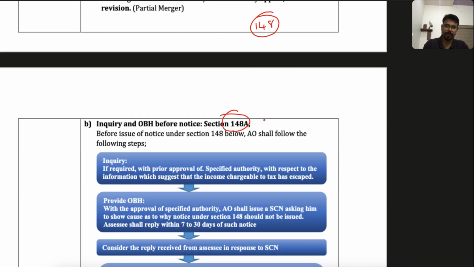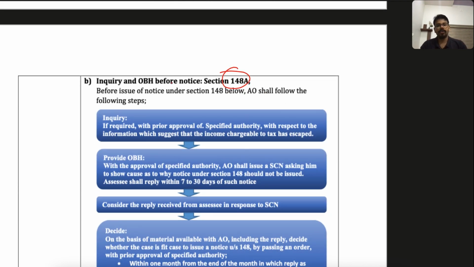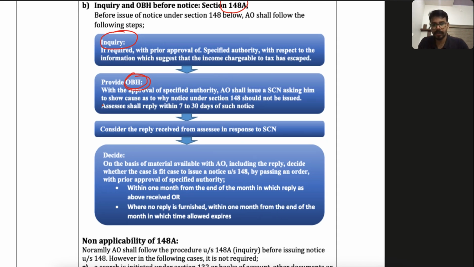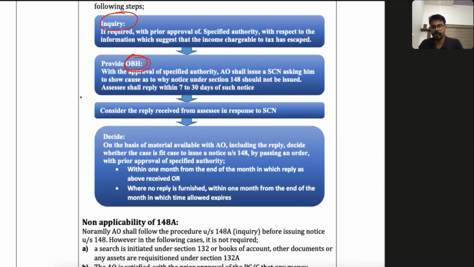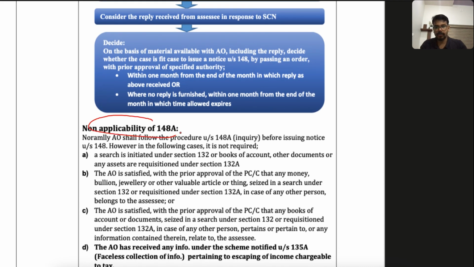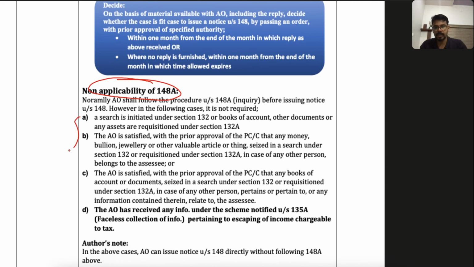But now they have inserted 148A. They have to do an inquiry before the notice. Then give an opportunity of being heard. All these things they have to do before issuing the notice under 148. So this is a new thing they have brought in: they have to comply with 148A, some inquiry, okay. Next one is non-applicability of 148A. The 148A is not required where a search is conducted, like that.